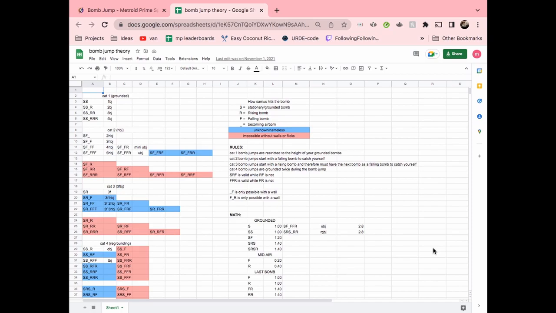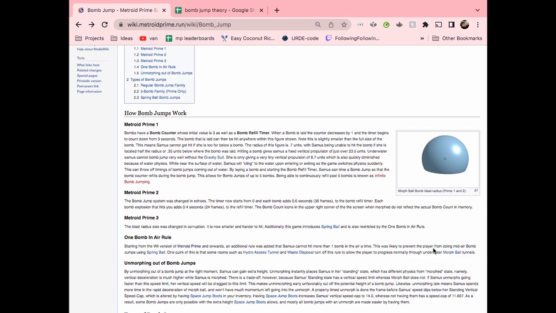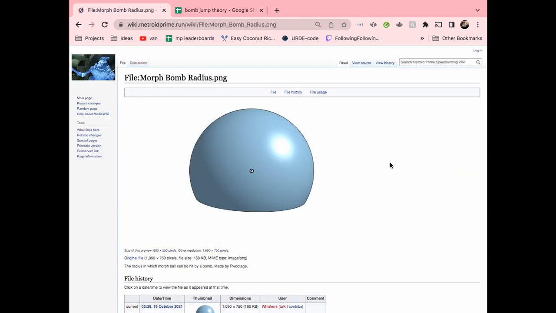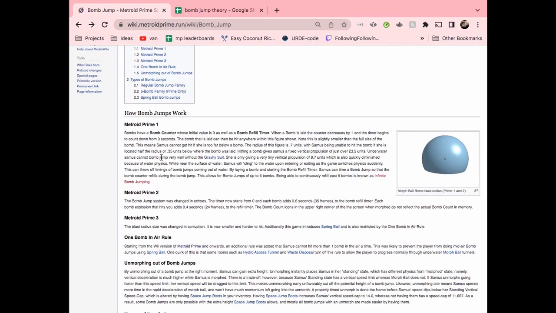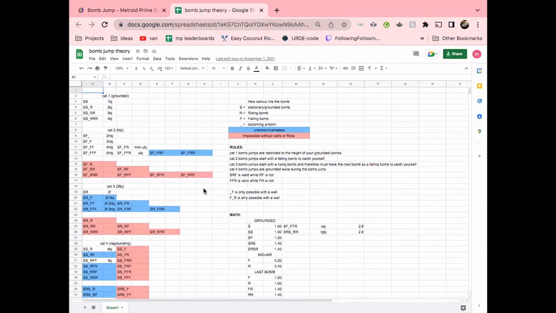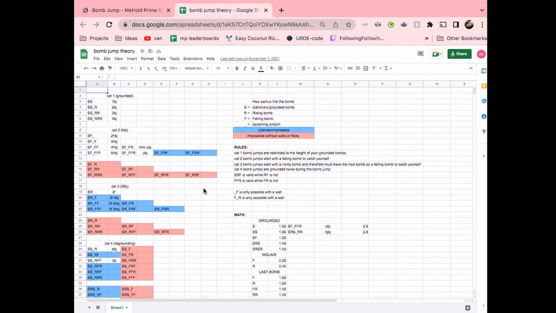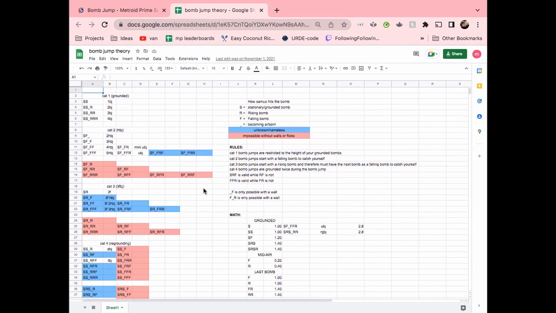I'd recommend you guys go read the Wikipedia page about bomb jumps. Stuff like this image for the radius of a bomb jump that hits you for prime 1 and 2. We're only talking about prime 1 in this video. Okay, so this is my bomb jump theory Excel sheet.